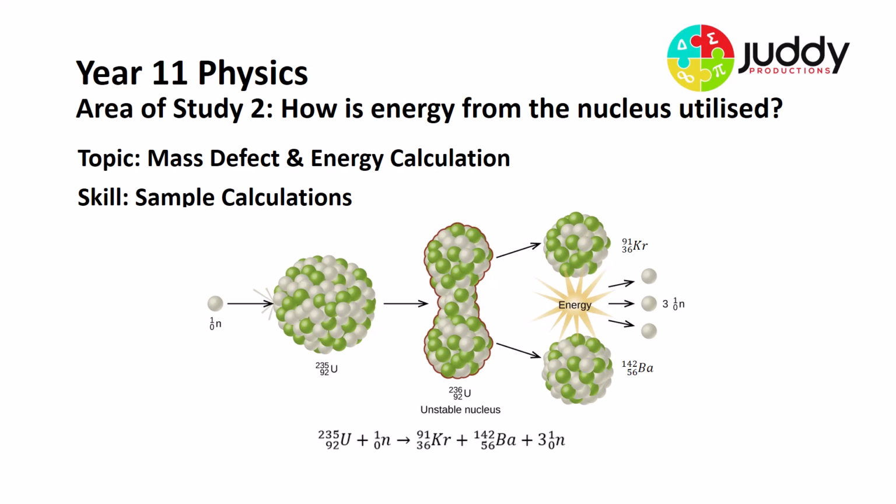In today's video we'll be looking at Year 11 physics, how is energy from the nucleus utilised. Our topic for today is mass defect, the energy calculation, and our skill is to perform the sample calculation.